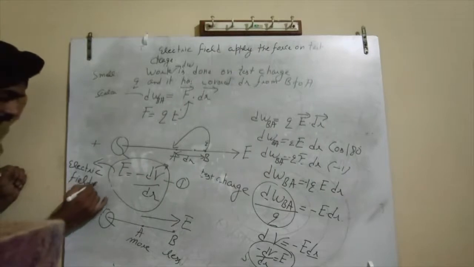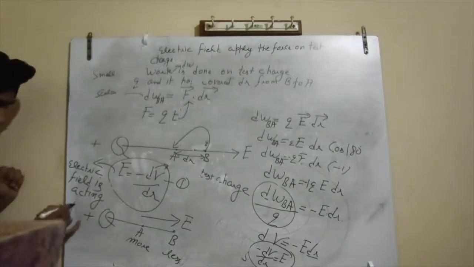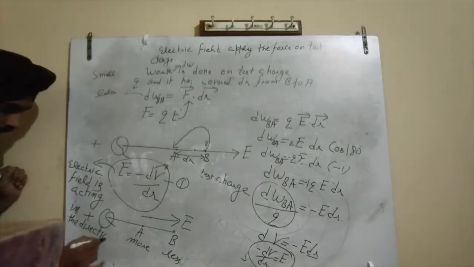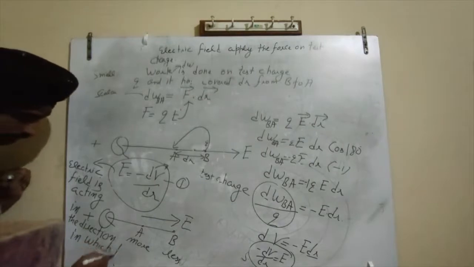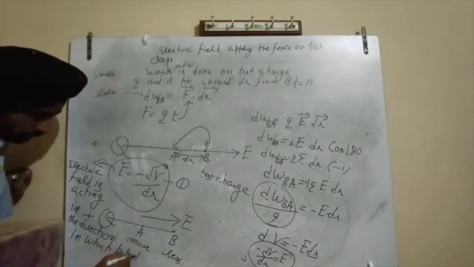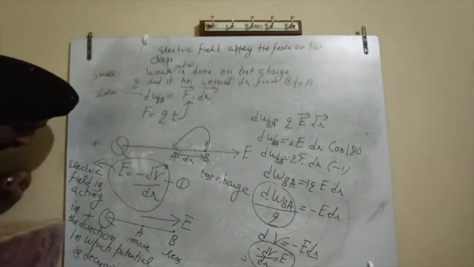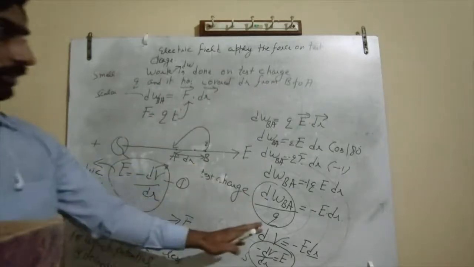Electric field is acting in the direction in which potential is decreasing. So this is the first information that is given to us. So this is the relation.